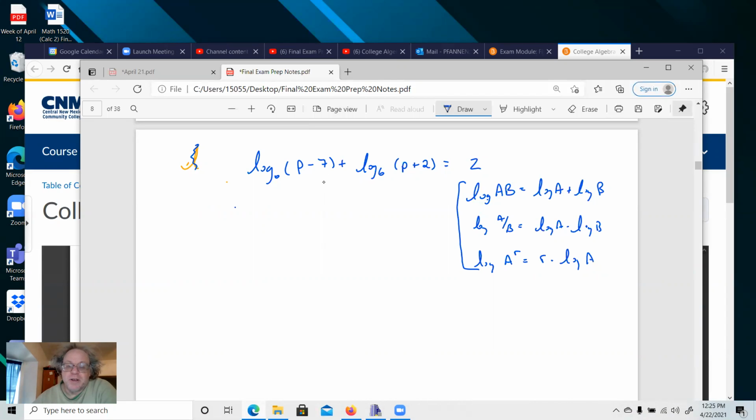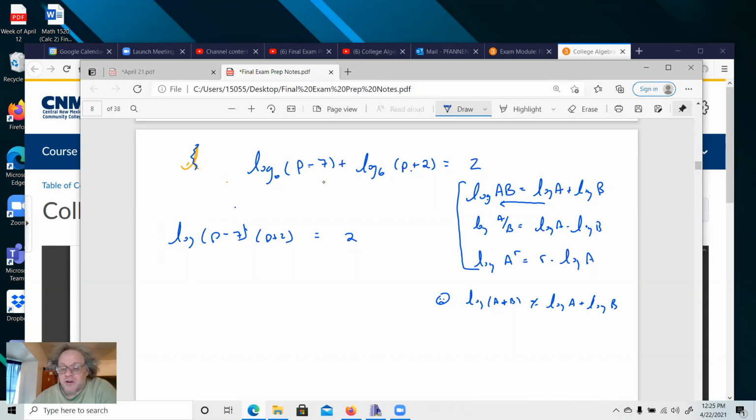What we're going to do here is use this first rule, but go backwards. So we have log of a plus log of b, which is log of p minus 7 times p plus 2, equals 2. By the way, as an aside, log of a plus b means you're at a dead end. There's nothing you can do with this. Do not ever do that. That's not a rule. You, your teacher, everybody will be most unhappy if you do that.